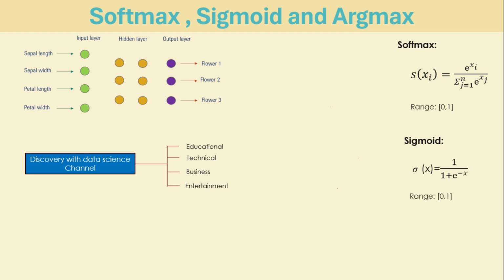Today in this video we are going to discuss two transformation functions, SoftMax and Sigmoid function, at the output layer of a multi-class neural network. So what you can see here is an example of a multi-class neural network, which is a very basic example where sepal length, width, petal length and width are given and you have to classify which flower it is. Because it has multiple options at the output, that's why it is called multi-class.